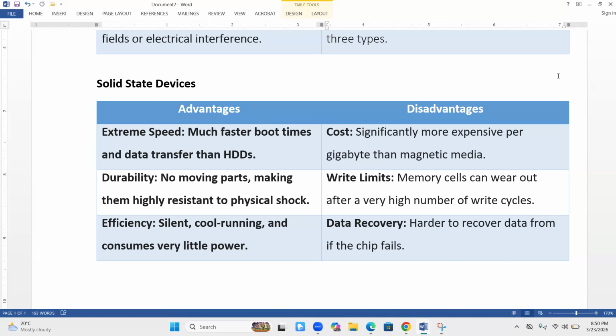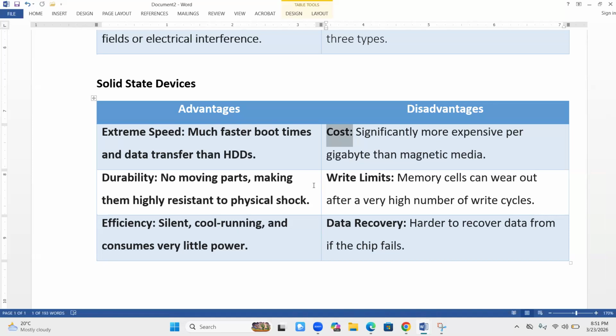And the next one is the disadvantages of solid state devices. When we compare with the other two types of devices, the cost is very high, higher than the other two types of devices. That means when we compare with magnetic and optical storage devices, the cost of solid state devices is very high.